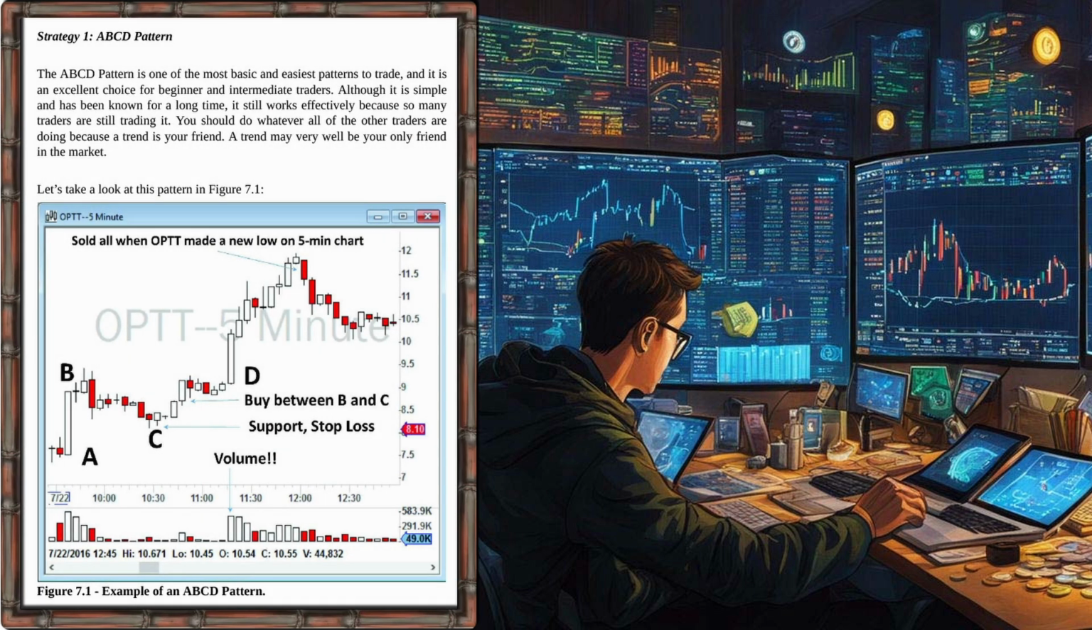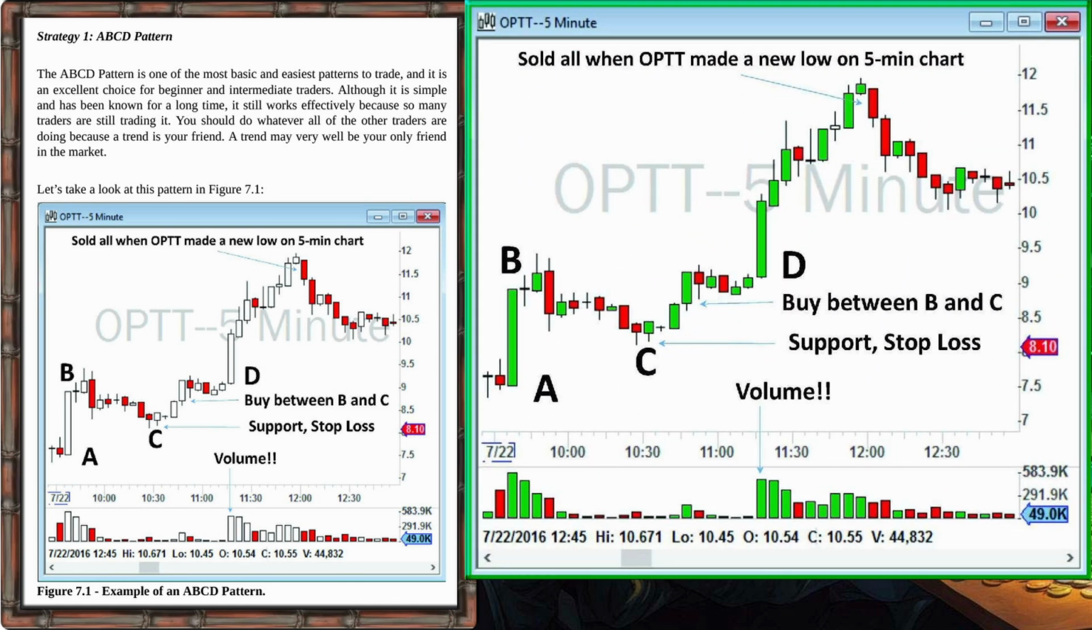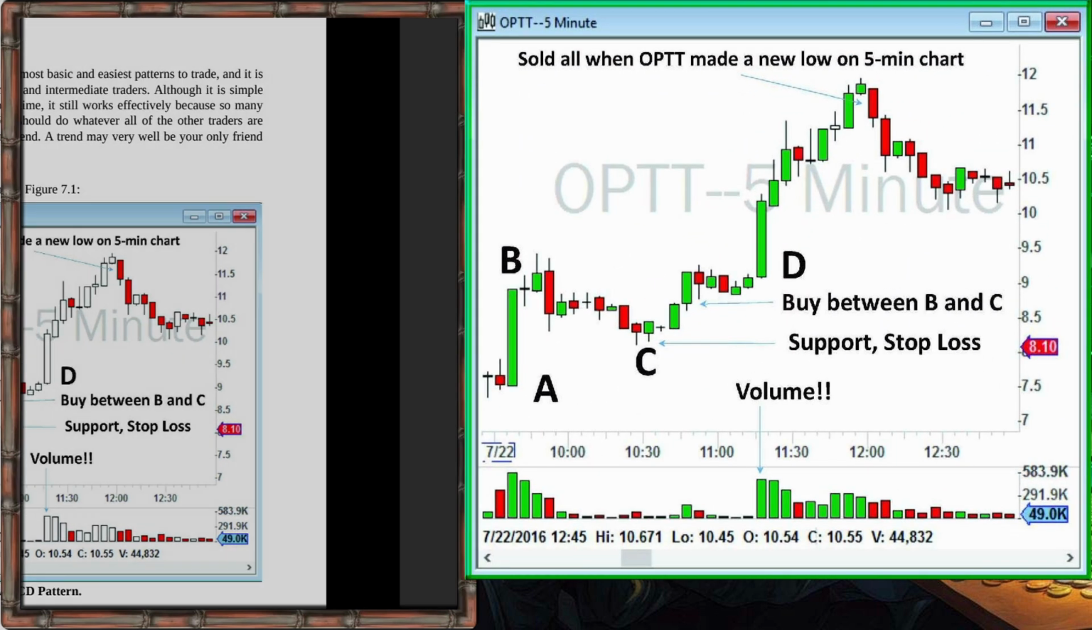Strategy 1. ABCD pattern. The ABCD pattern is one of the most basic and easiest patterns to trade, and it is an excellent choice for beginner and intermediate traders. Although it is simple and has been known for a long time, it still works effectively because so many traders are still trading it. You should do whatever all of the other traders are doing, because a trend is your friend. A trend may very well be your only friend in the market. Let's take a look at this pattern in Figure 7.1.